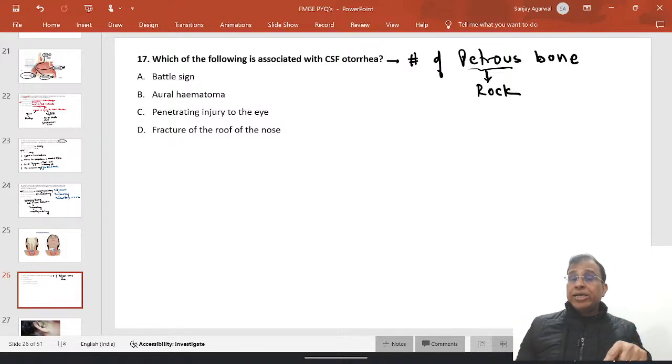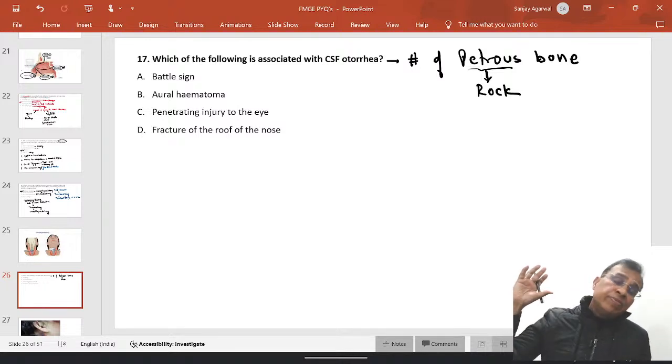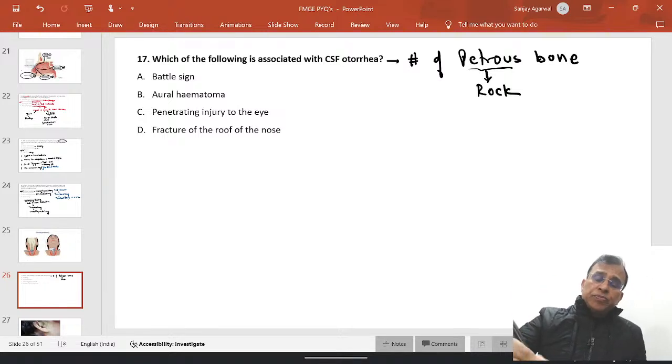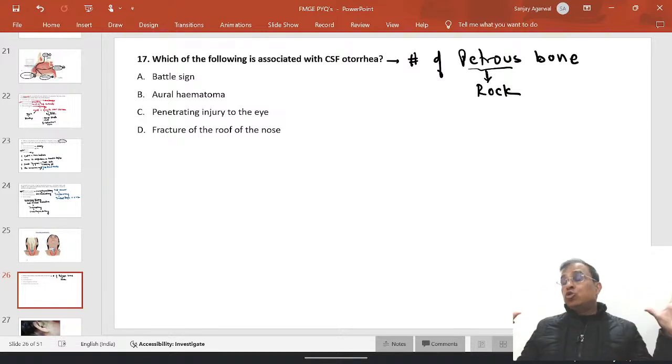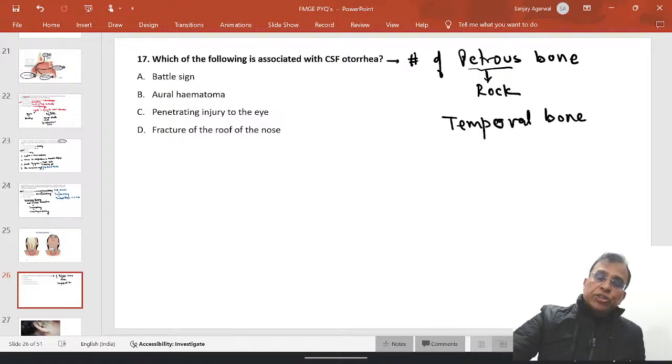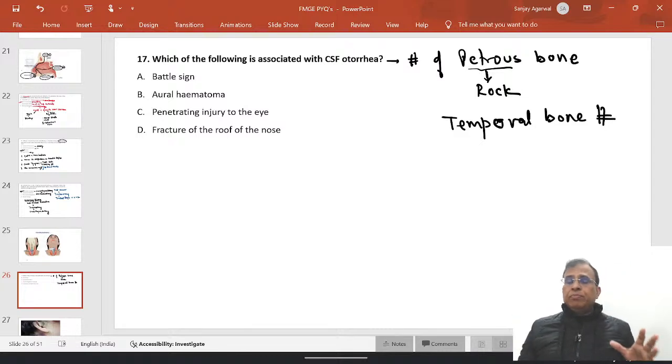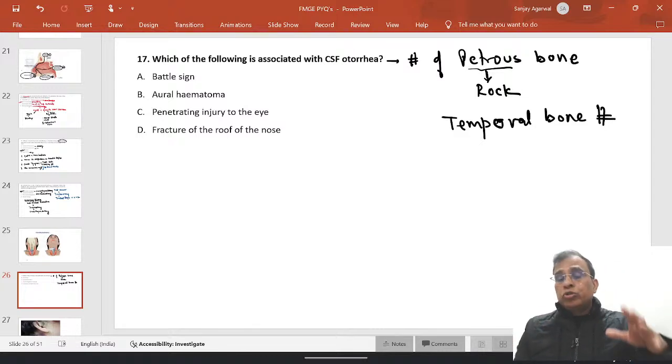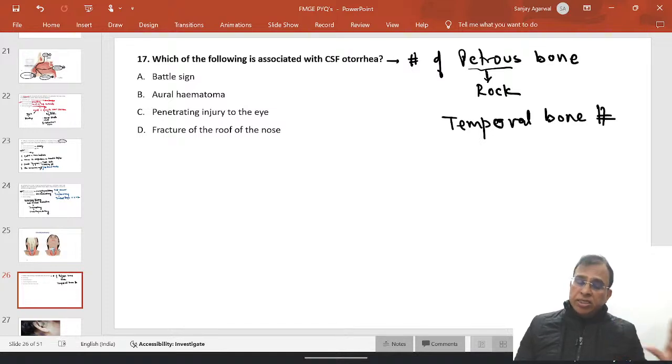That's why I told you CSF otorrhea is less commonly encountered in clinical practice. Why? Because fracture of the petrous bone will usually cause CSF otorrhea, and that is not common because it's a very hard bone. The impact has to be too much. Petrous bone will fracture only if the trauma is too much in this area, this temporal bone. Petrous bone is a part of the temporal bone, so you can also call it temporal bone fracture. It's nearly the same thing.